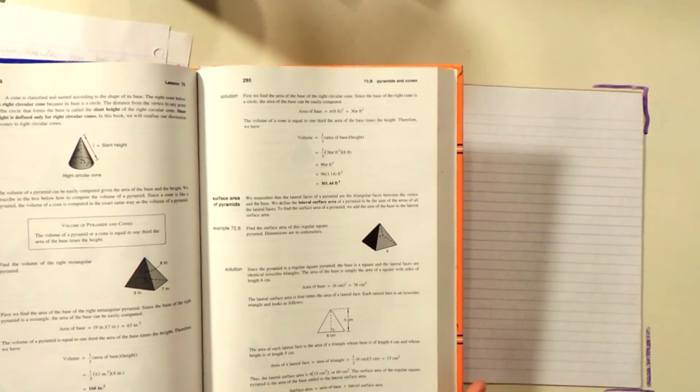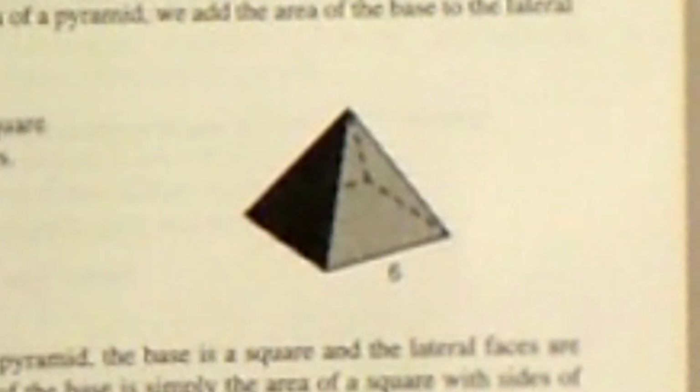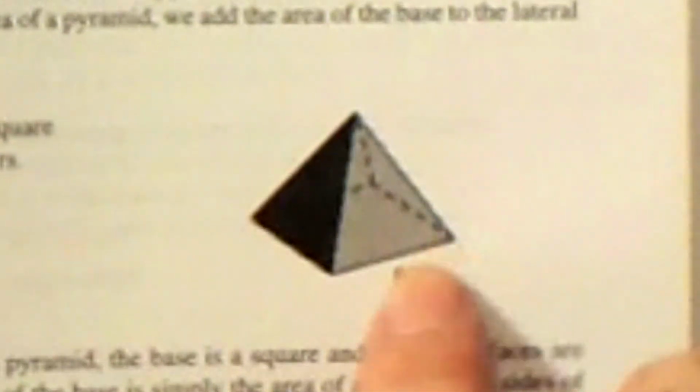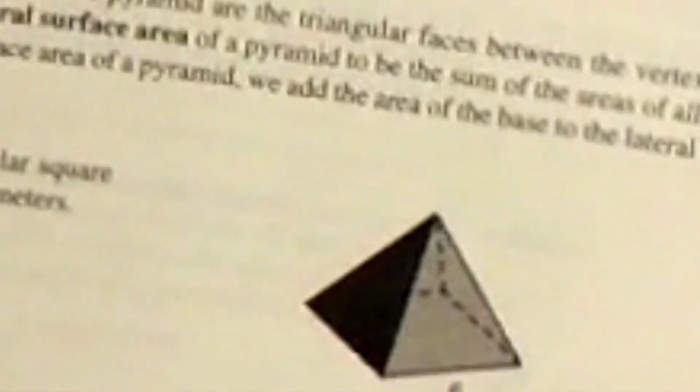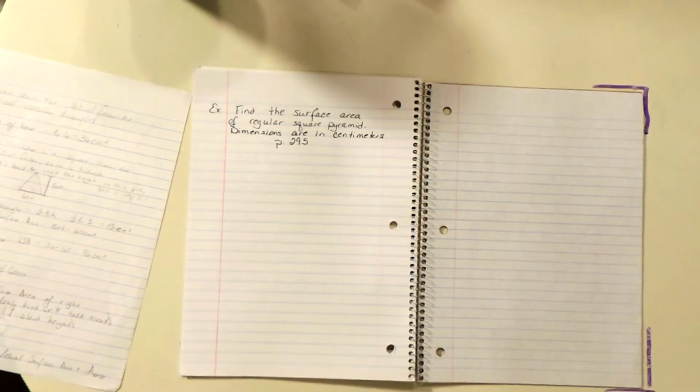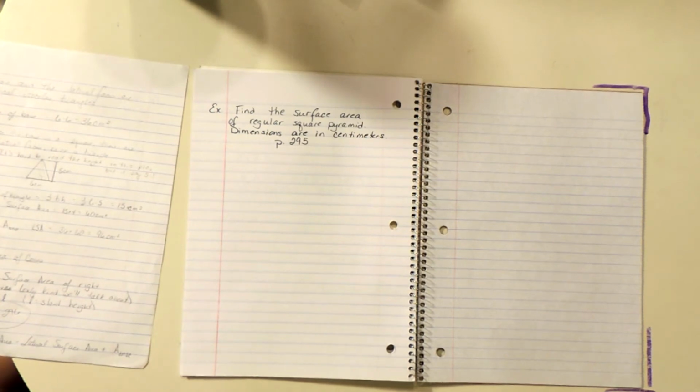Okay, so here's our first example. Find the surface area of a regular square pyramid on page 295. The dimensions are in centimeters. So here we have our pyramid. It's a square pyramid, and it says that the base is 6 centimeters wide. And if you look very carefully, it says the height of the axis is 5 centimeters. Okay?